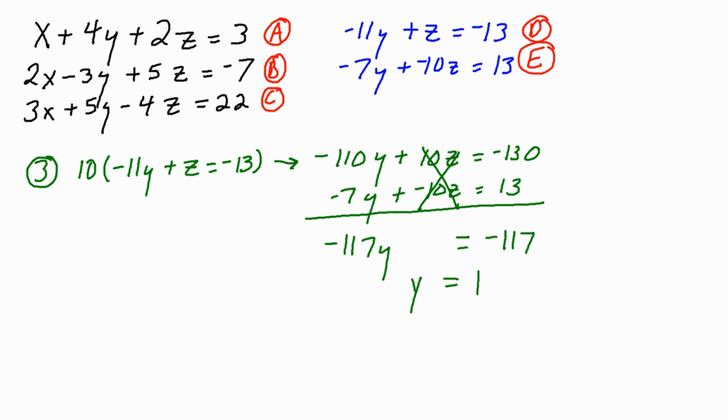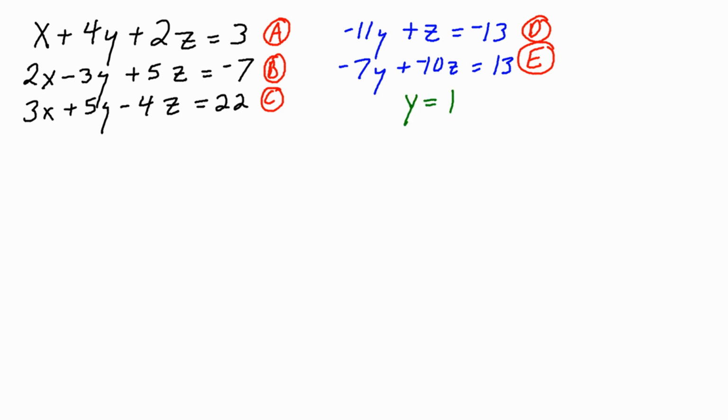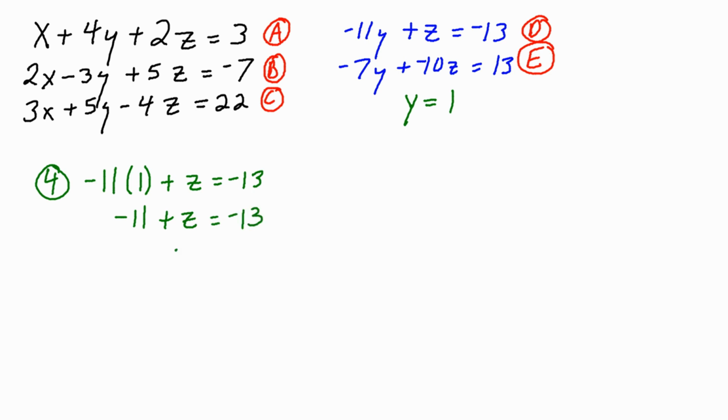Now that we've found our y, we can go back to either equation D or E and find z. So for step 4, I'm going to use equation D and replace my y with 1. So I have -11 times 1 plus z equals -13. My next step is -11 plus z equals -13. Add 11 to both sides, and z equals -2.